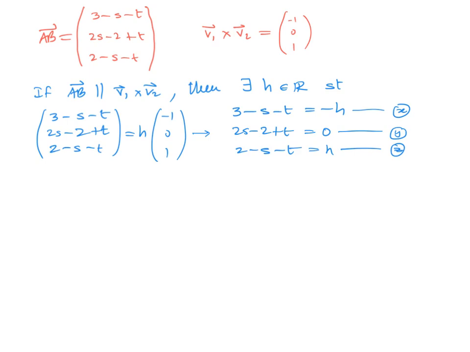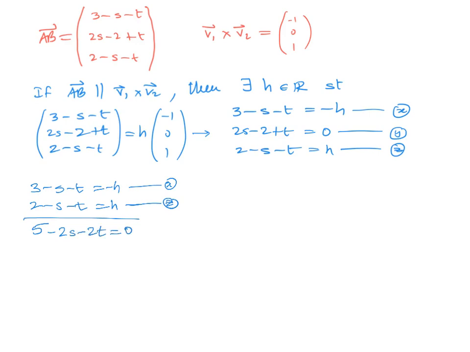And now notice here that this equation does not involve H. So really the best thing to do is to use equations X and Z and eliminate H and then combine it with equation Y. So let's just do that. Recopy equations X and Z. 3 minus S minus T equals negative H is the X equation. And 2 minus S minus T equals H is the Z equation. And when I add these together, I get 5 minus 2S minus 2T equals 0. And that's, let's call it equation 4.